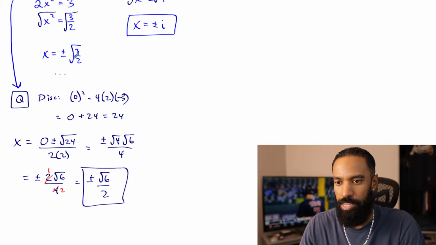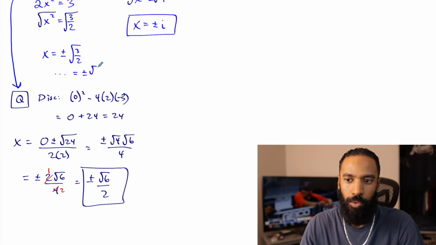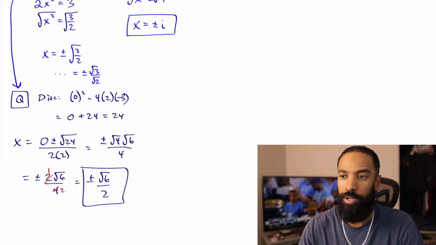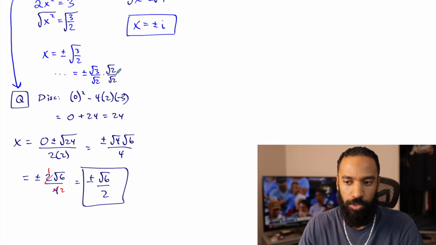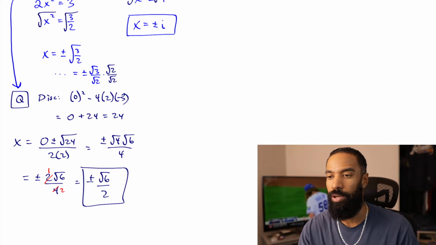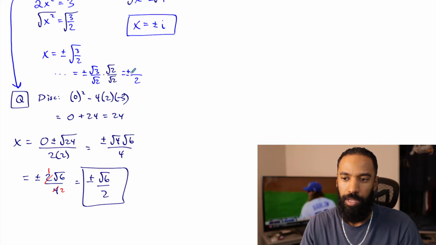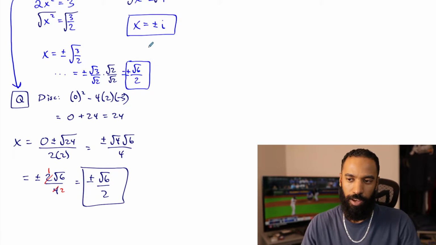Now, the difference with these and the problem with this right here is this one actually is technically root 3 over root 2, which means the denominator is irrational. We want to rationalize our denominator, multiply top and bottom by root 2. This is a part of simplifying radicals you'd have to know how to do. The square root of 2 times the square root of 2 is 2. And the square root of 3 times the square root of 2 is the square root of 6. So you get plus or minus square root of 6 all divided by 2.